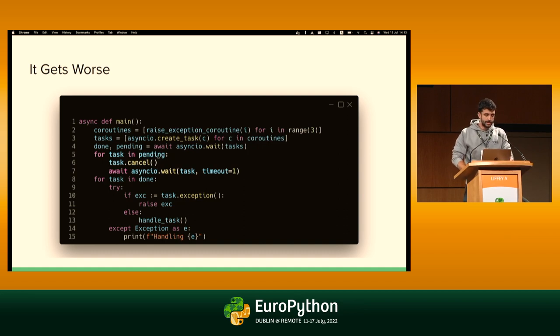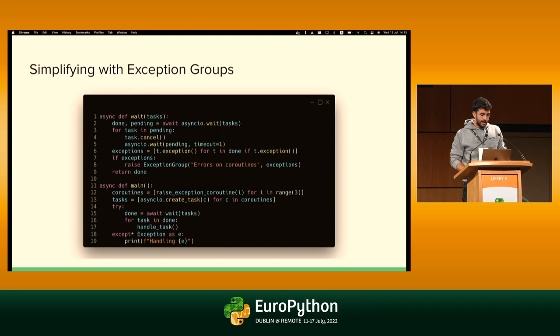So that's all of the code that you need just to handle the exceptions. But I just want to handle the fun parts, right? I want to only see that happy flow, hopefully. Okay, so let's see how we can do that. Let's implement another version of wait ourselves that uses exception groups. Okay, so as you can see, I will now await on this wait instead of asyncio.wait.